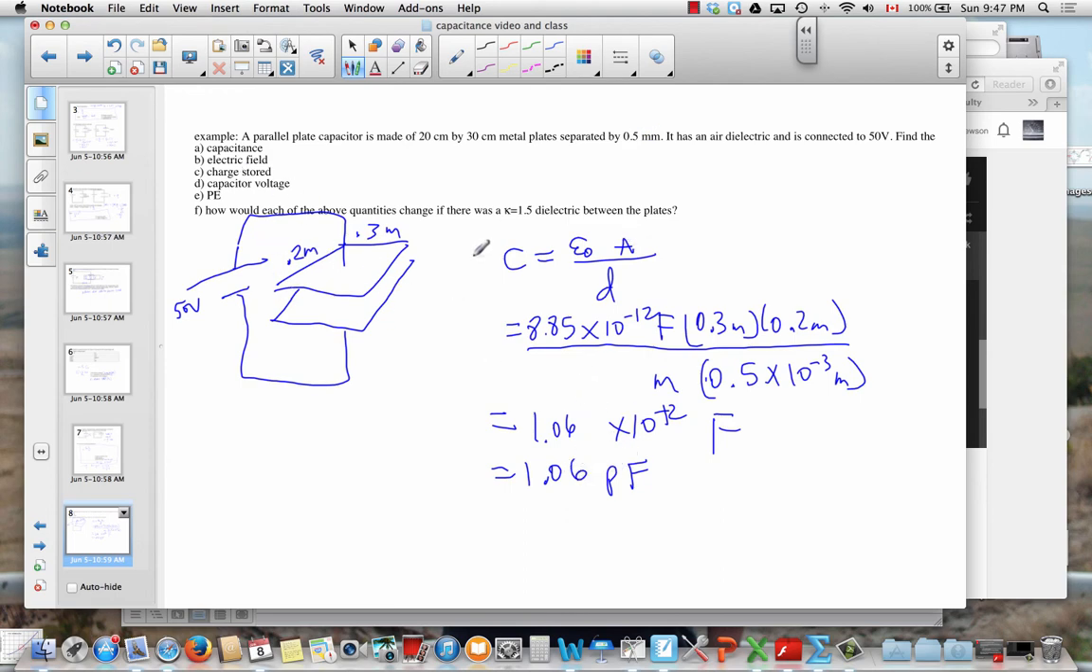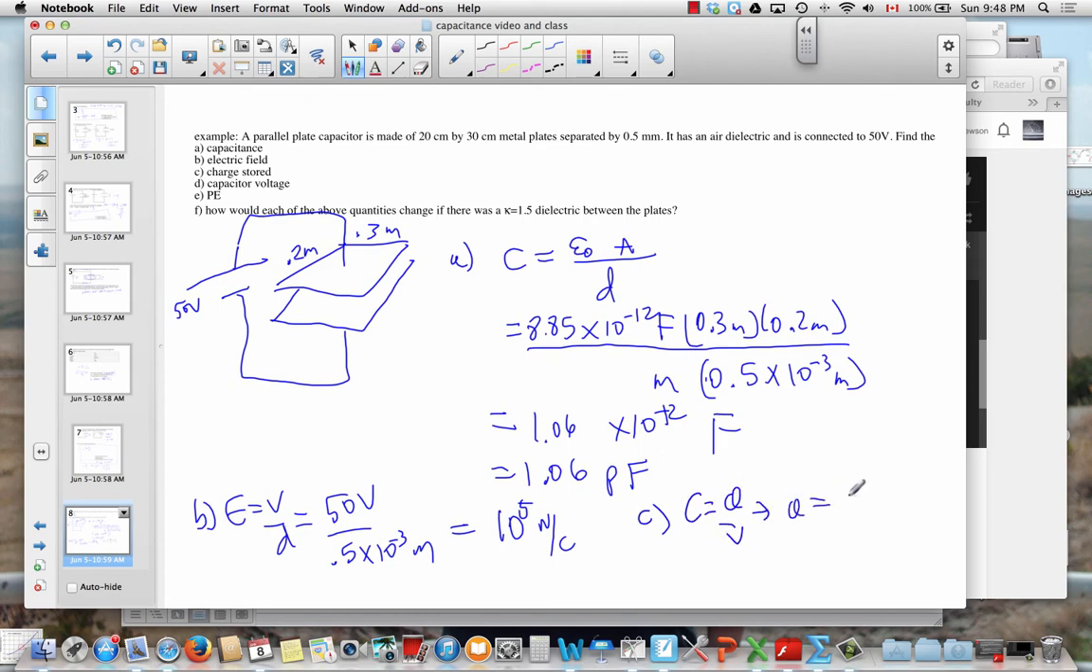What's the electric field? Well, the electric field is just voltage over plate separation. So that's 50 volts over 0.5 millimeters. That works out to be 10 to the power 5 newtons per coulomb. How much charge is stored? Well, capacitance is charge stored for a given voltage. So charge is capacitance times voltage. You got 1.06 picofarads, and you're charging this up to 50 volts. So you get 50 times 1.06, 53 picocoulombs of charge stored.